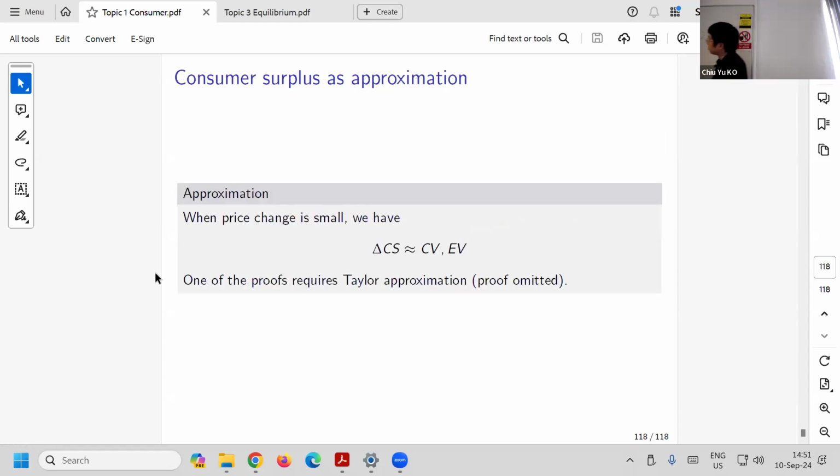Okay. Another good sign, which we like, is when they're very similar. It turns out that if the price change is small, they're the same. So we're happy. Unless we talk about very big price changes, CV, EV and CS are the same. So there's no conflict in our mind, because whether you like CS, EV or CV, there's no difference. As long as the price change is small enough, done. Of course, the proof requires a Taylor approximation; you should look at the book. But that means everything is nice.